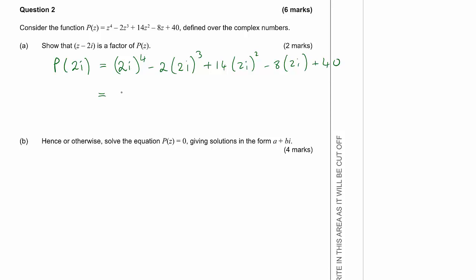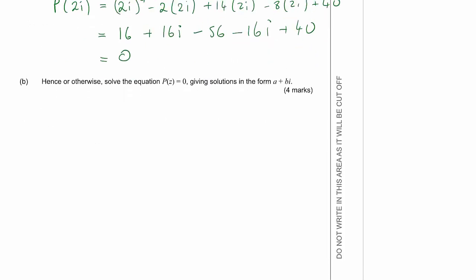Well, i to the 4 is just 1, so this is 2 to the 4, which is 16. i cubed is negative i, so that's going to make that a plus. 2 cubed is 8 times 2 is 16, so we'll have 16i there. i squared, of course, is negative 1, so altogether this is negative 4. Negative 4 times 14 gives me negative 56. And here I've got minus 16i and plus 40, and we can see that that comes to 0.